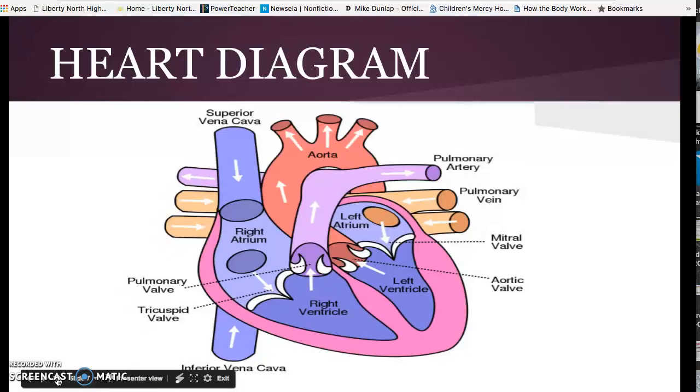The right atrium is always on top and the right ventricle is always on the bottom. So A is on top, V is on the bottom. That goes for the left side as well. The A for the atrium is on top and the V for the ventricle is on the bottom.